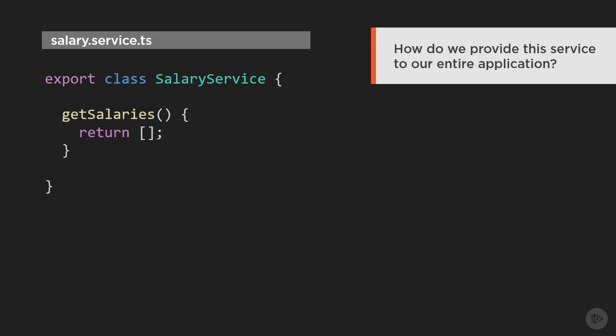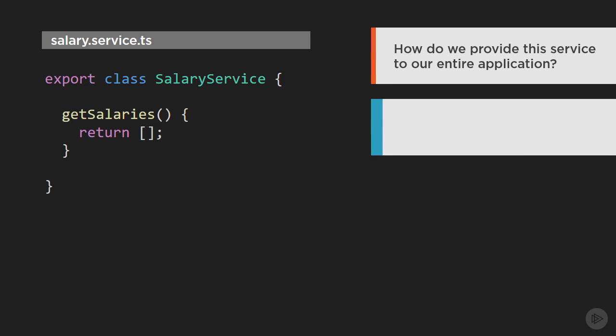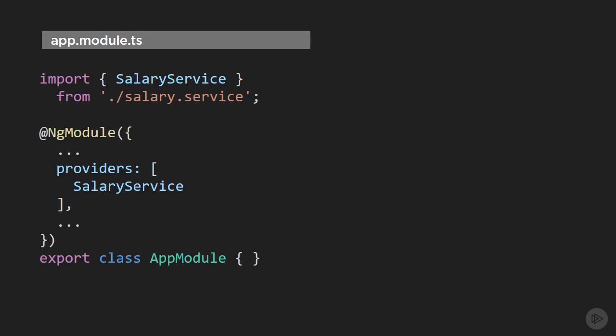How do we provide this service to our entire application? We provide it in our ng module. So let's take a look at that. Here's app.module.ts. And this is just a partial listing of it. But you can see here that we're importing SalaryService from our salary.service.ts file. And here's our ng module. Inside the metadata, there's a providers array that we can specify.